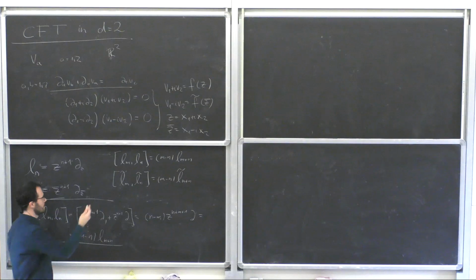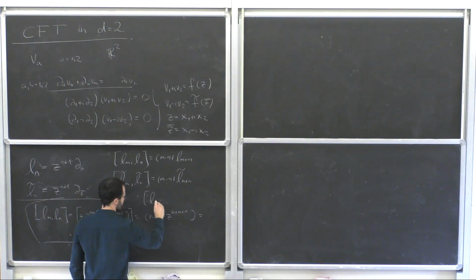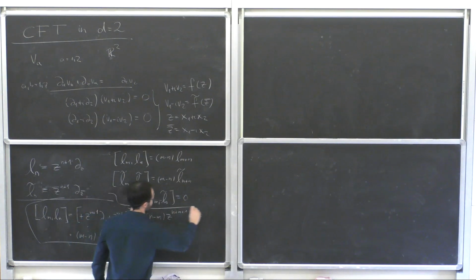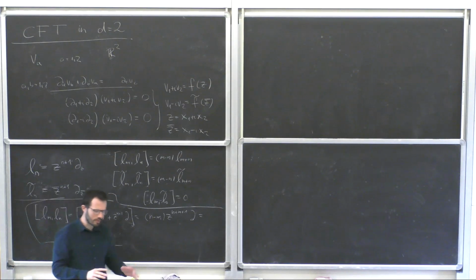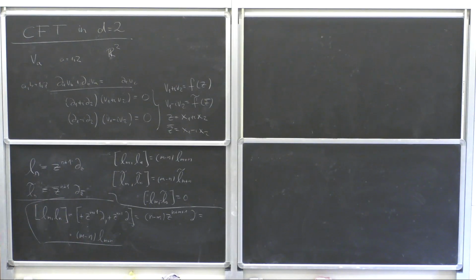And finally, the L's and the L tildes commute with each other. So they're completely decoupled at the moment. Okay, so these are the commutation relations of the geometric transformations. So far we are not really doing physics. There are no operators, no states. So far this is just geometry.